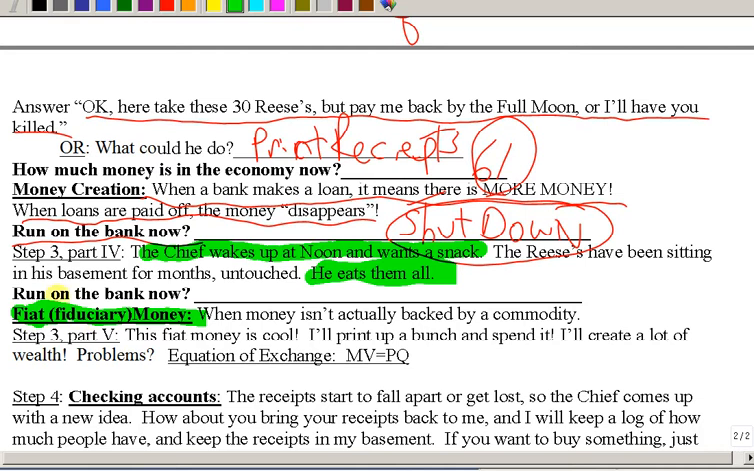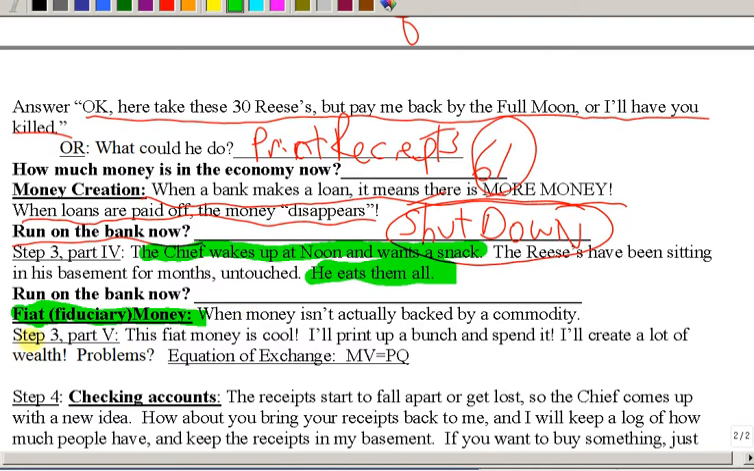Now, fiat money just means money has value because of a governmental decree. The government says it's worth something, therefore it's worth something. But they don't tell you exactly what it's worth. It's worth whatever someone will give you for it. So $1 in the U.S. is worth about a hamburger because you can get a hamburger for $1.